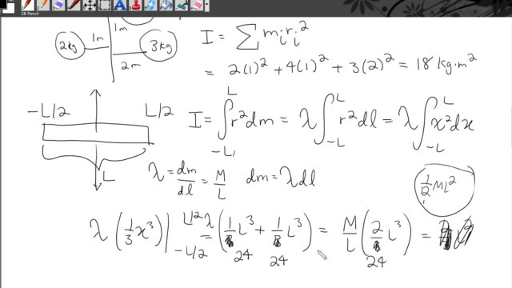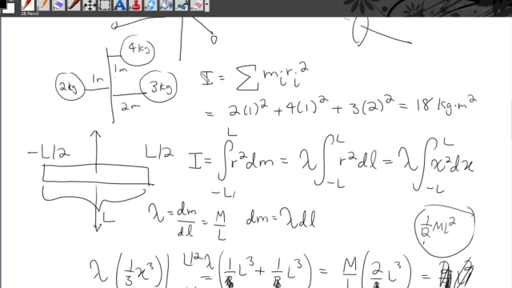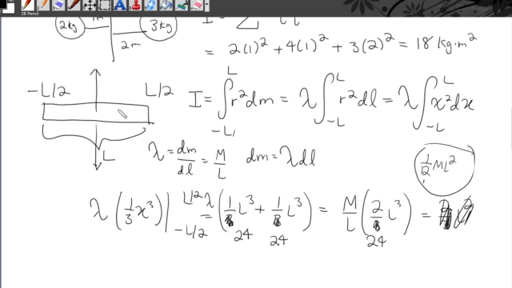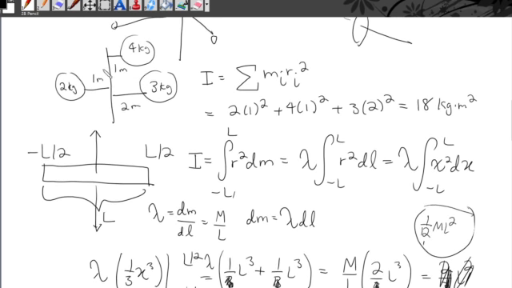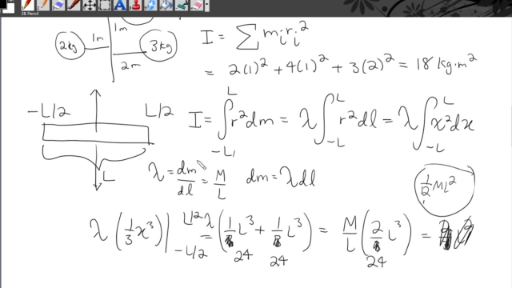And yeah, so as said earlier, this is for a continuous mass distribution around an axis of rotation. So any rod, and this is a universal formula. You just plug in the mass and the length for any rod which is in this sort of position.